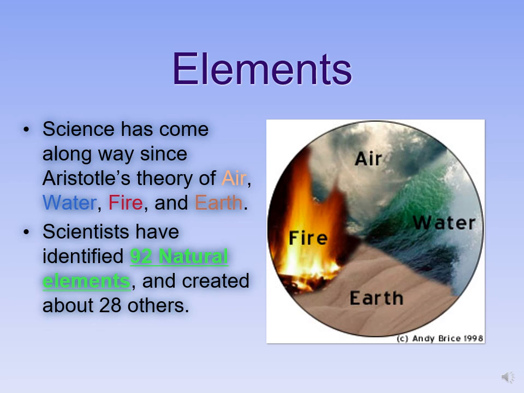28 other elements that all have a molecular weight greater than 92 atomic mass units, and all of those are radioactive. And we've come a long way since Aristotle's theory of everything existing as either air, water, fire, or earth. We now know that all objects are made out of one or more elements.